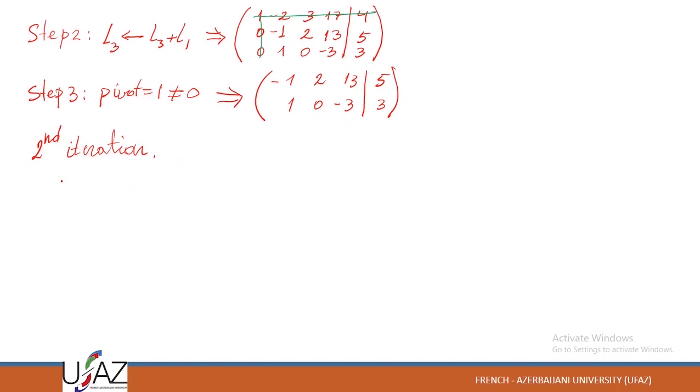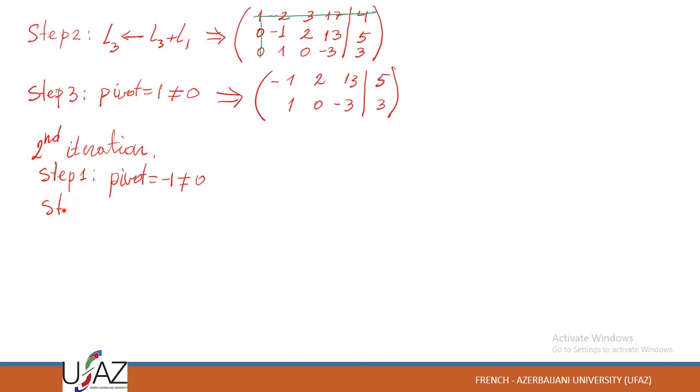Step 1. First, we look at the first column of this matrix. There are non-zero elements. Then we assign the first element of the first row to a pivot. It is minus 1, which is different from 0. It's true. Then we move to step 2.